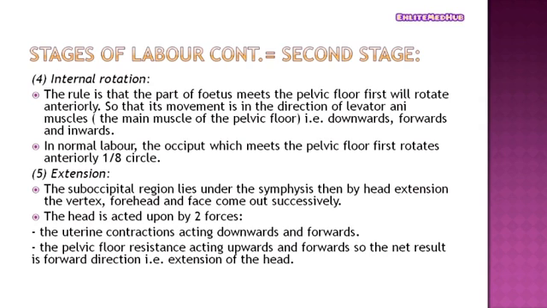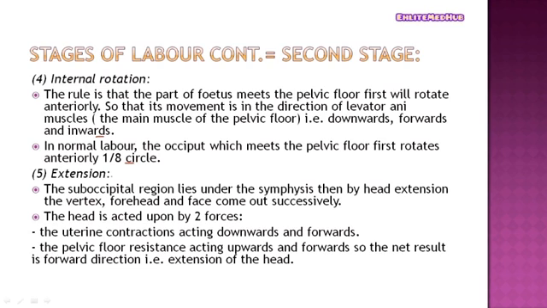Fourth is internal rotation. The rule is that the part of the fetus that meets the pelvic floor first will rotate anteriorly so that its movement is in the direction of the levator ani muscles. That's the main muscles of the pelvic floor. That is downwards, forwards, and inwards. In normal labor, the occiput, which meets the pelvic floor first, rotates anteriorly 1/8 of a circle.